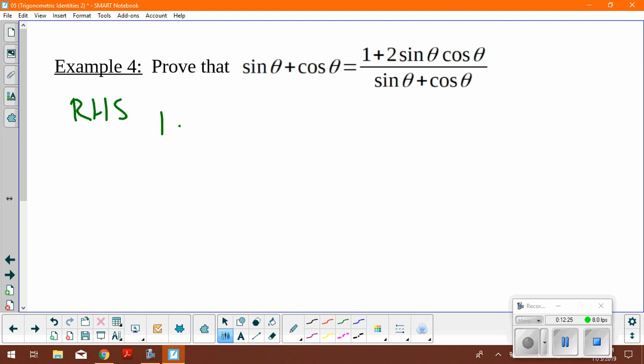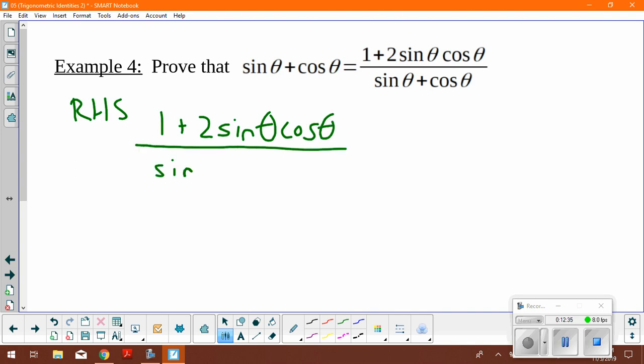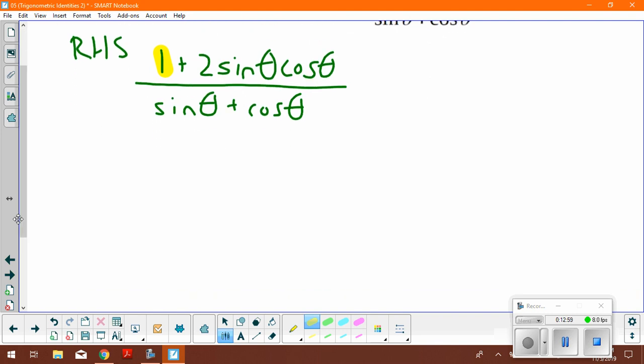Okay, is 1 plus 2 sine theta cos theta over sine theta plus cos theta. Okay, so what can we do here? Well, like the one we did earlier, a little hint might be we have the 1, and we have an identity that can replace the 1. So we may as well play with it and see what we can do.